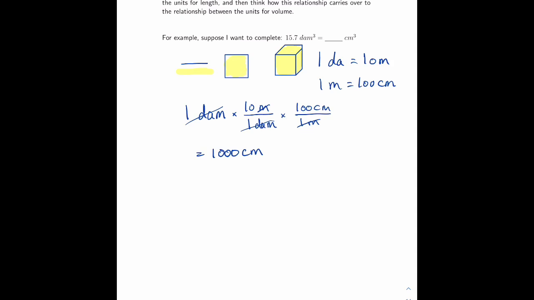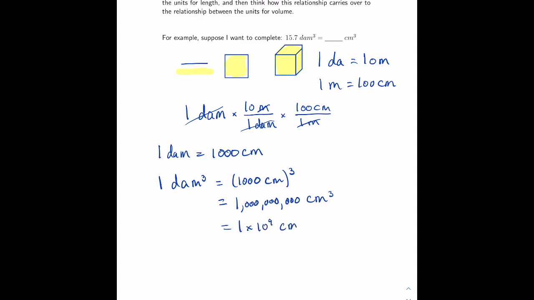So 1 decameter is 1,000 centimeters, which means 1 cubic decameter is 1,000 centimeters cubed. In other words, 1,000 centimeters times 1,000 centimeters times 1,000 centimeters. Well, 1,000 times 1,000 times 1,000 is 1 billion cubic centimeters. Or you could write 1 times 10 to the 9th cubic centimeters.